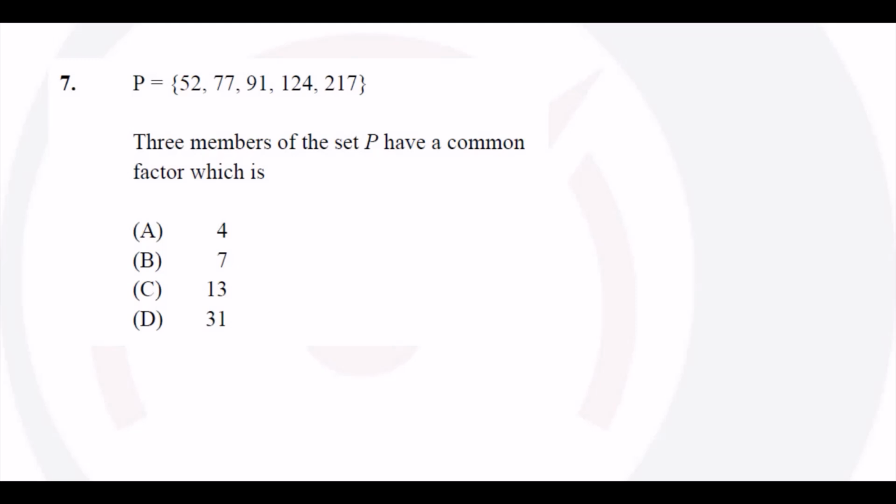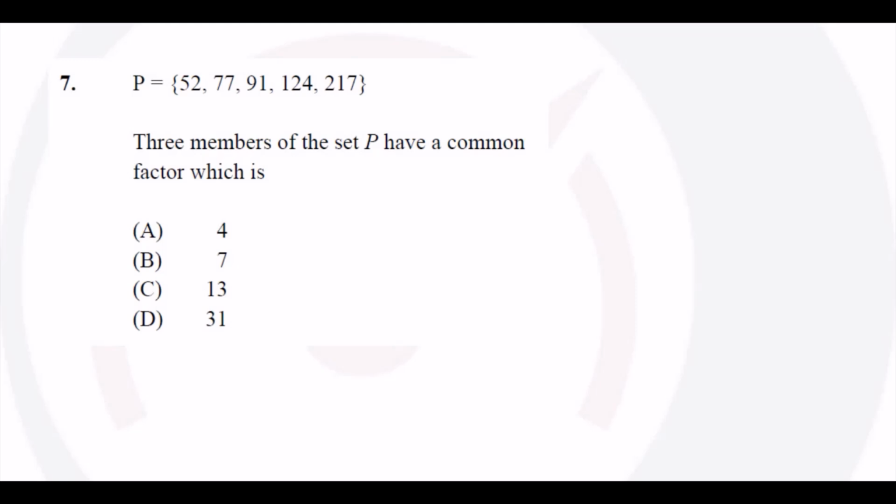Alright, question 7. P equals the set of 52, 77, 91, 124, 217. Three members of the set P have a common factor, which is, so what you're supposed to do now is just to test the numbers. Which of these numbers go into 3 of the numbers in the set? So you could try 4, then you try 7, then you try 13, then you try 31, and eventually you would see.